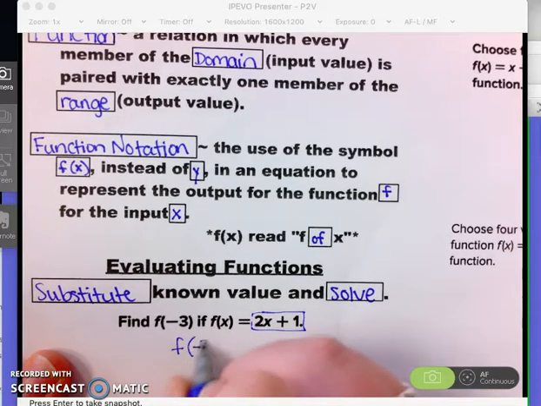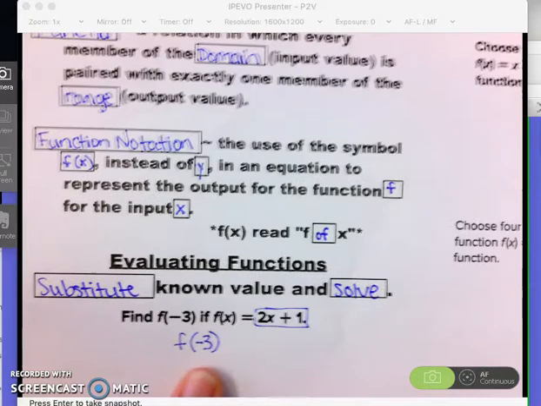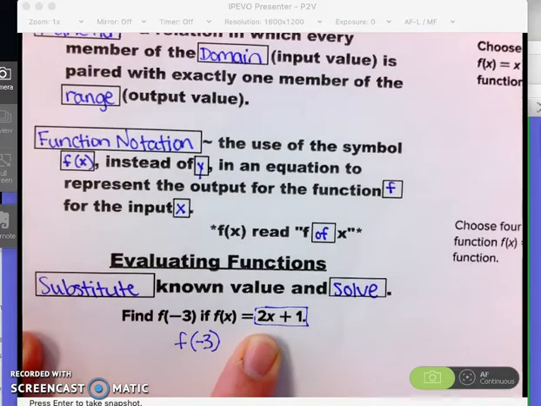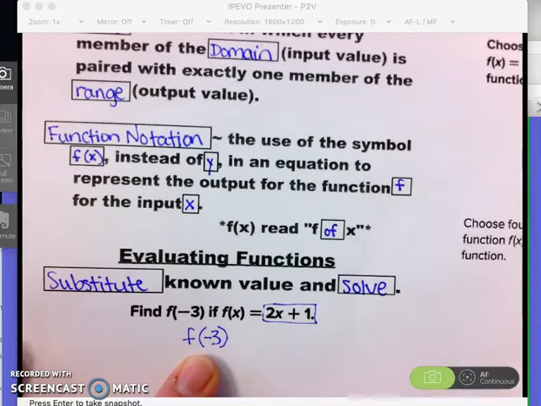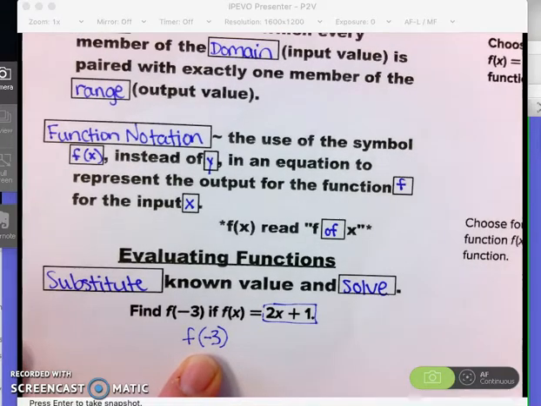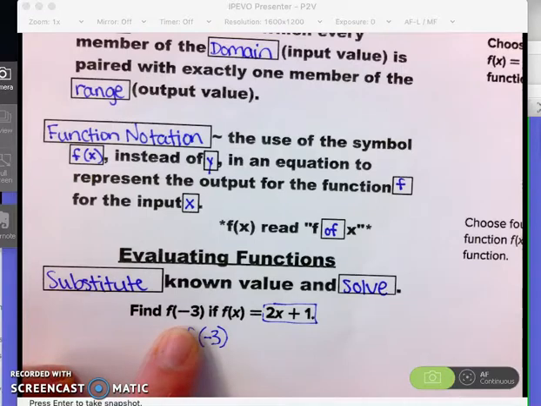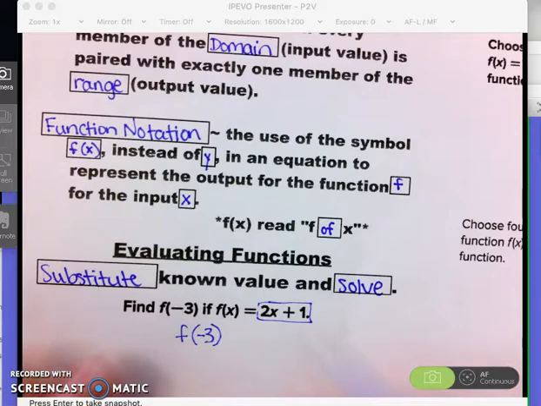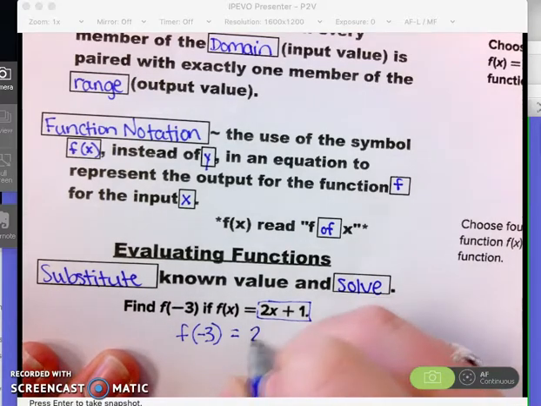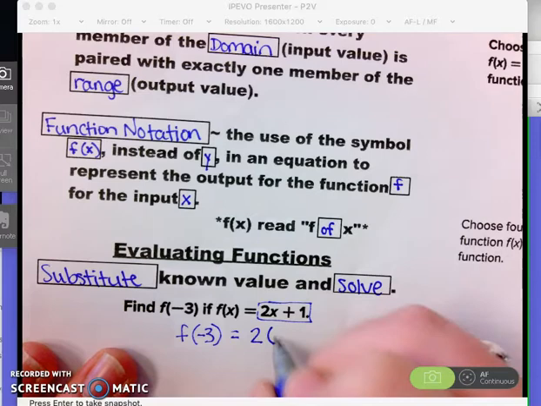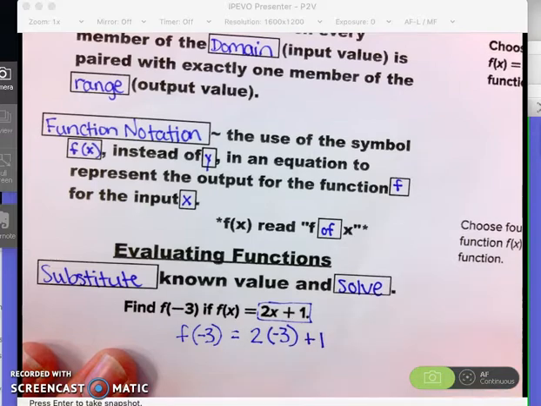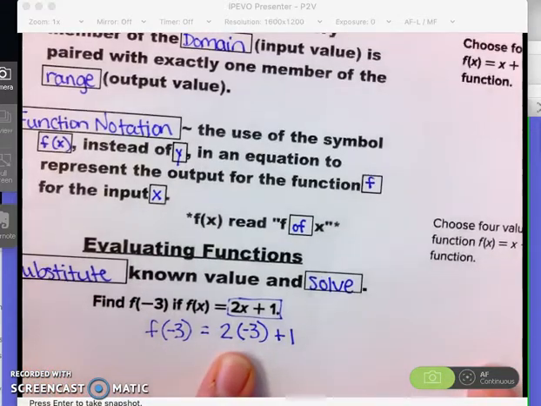This f of -3, a lot of kids will get that confused with a coefficient, like 2 is the coefficient of x. -3 is not the coefficient of f. F is not a new variable. It's saying what is the output when I put -3 into this equation here. So for f of -3, the first thing I want to do is substitute that -3 wherever I see an x in this equation.